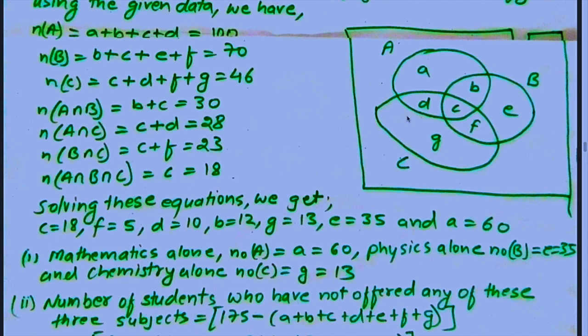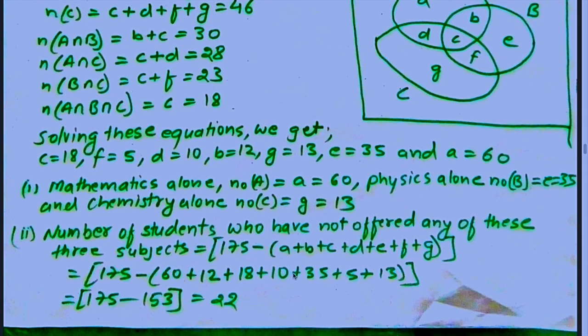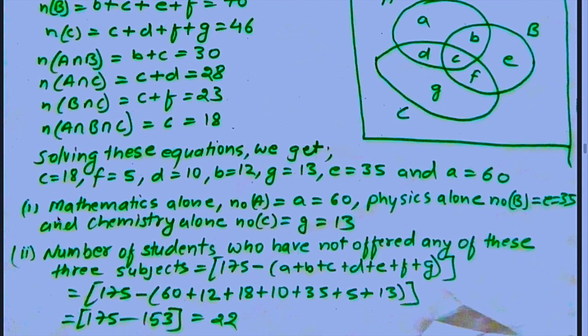The intersection of all 3 is C, 18, and F is 5, G is 13, and the intersection of B and C equals 23. In this way, D equal 10, B equal 12, G equal 13, E equal 35, A equal 60. Mathematics alone means A and not B or C, which is A equal 60. From solving the above equations we get A equals 60, so mathematics alone is 60.